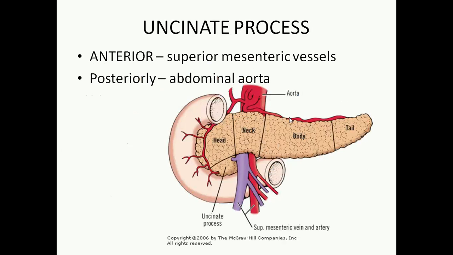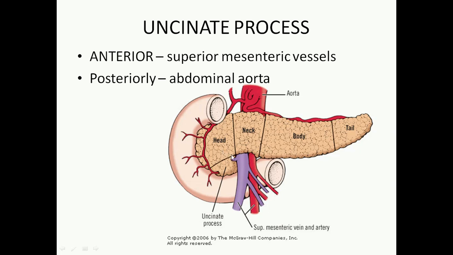Uncinate process. There is a small projection seen in the head of the pancreas called the uncinate process. The uncinate process has two surfaces. One is the anterior surface and another is the posterior surface. The anterior surface corresponds to the superior mesenteric vessels and the posterior surface corresponds to the abdominal aorta.